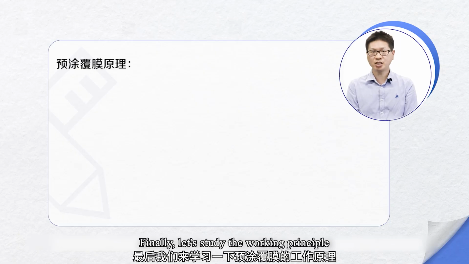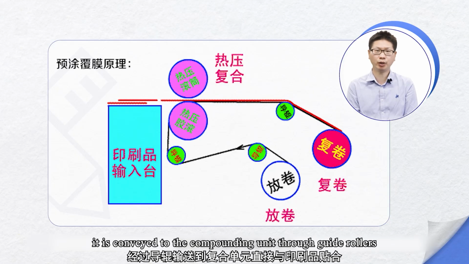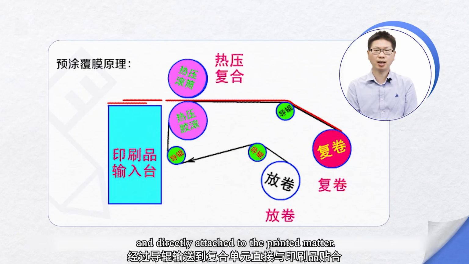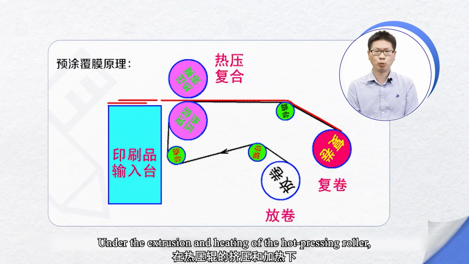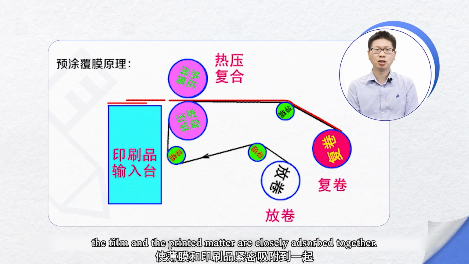Finally, let's study the working principle of pre-coating lamination. As shown in the figure, after the film is unwound, it is conveyed to the compounding unit through guide rollers and directly attached to the printed matter under the extrusion and heating of the hot pressing roller. The film and the printed matter are closely adsorbed together.